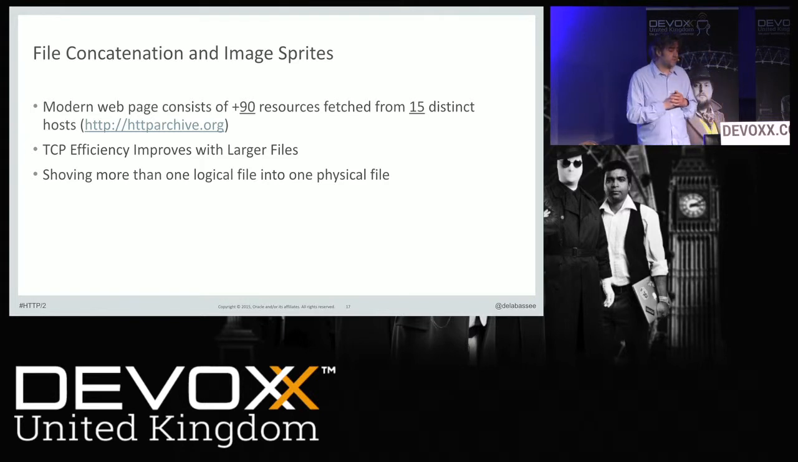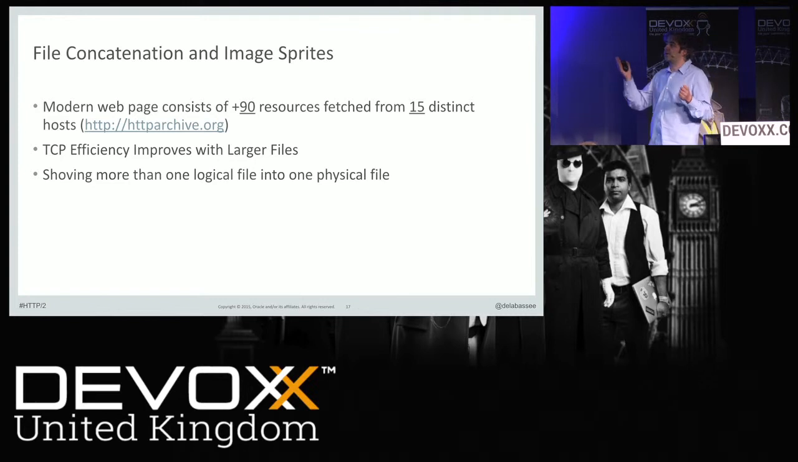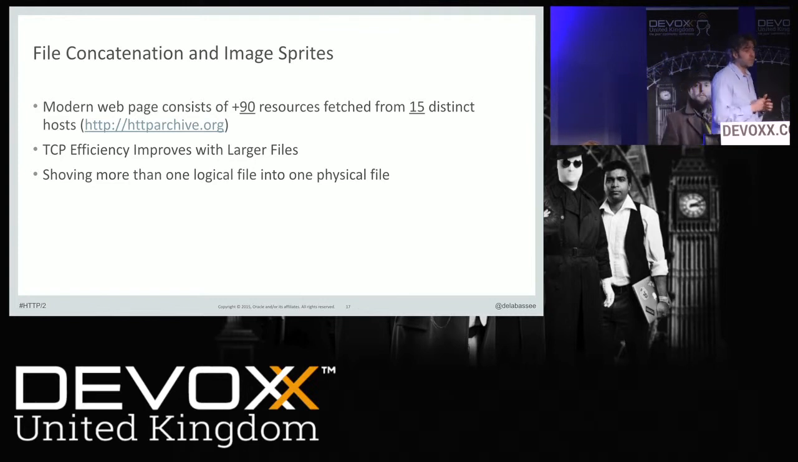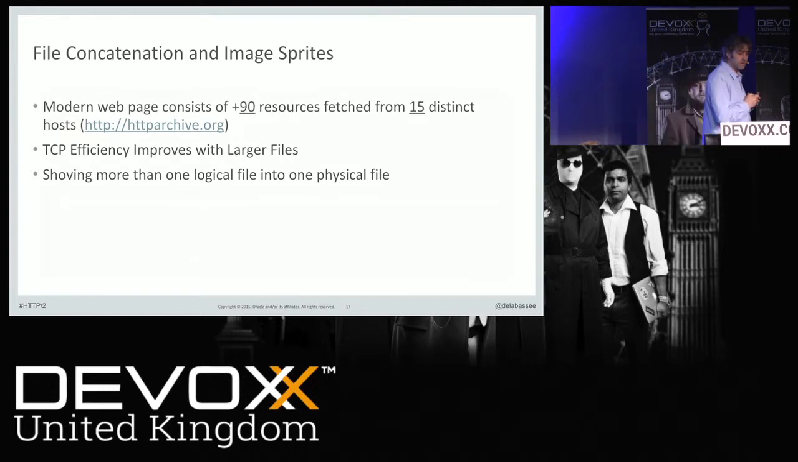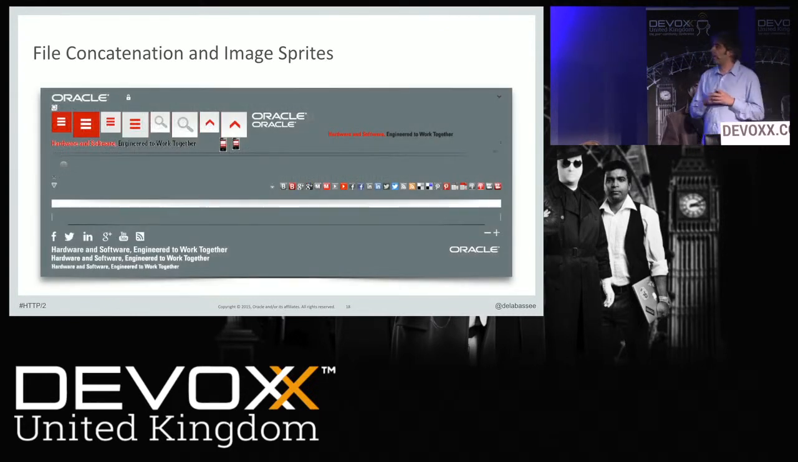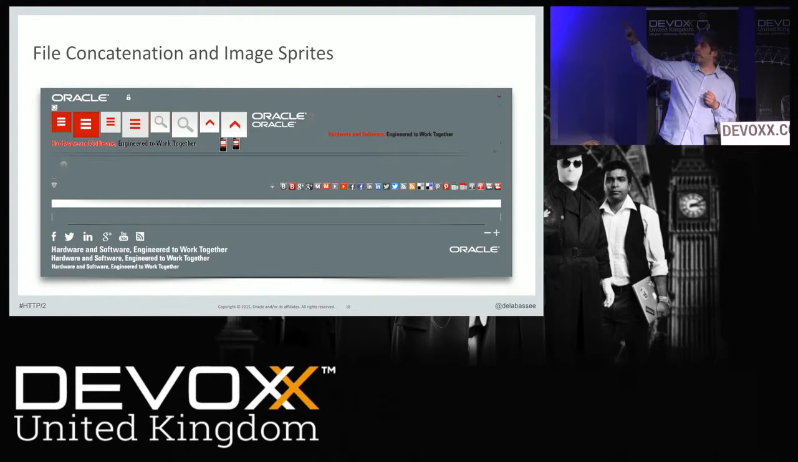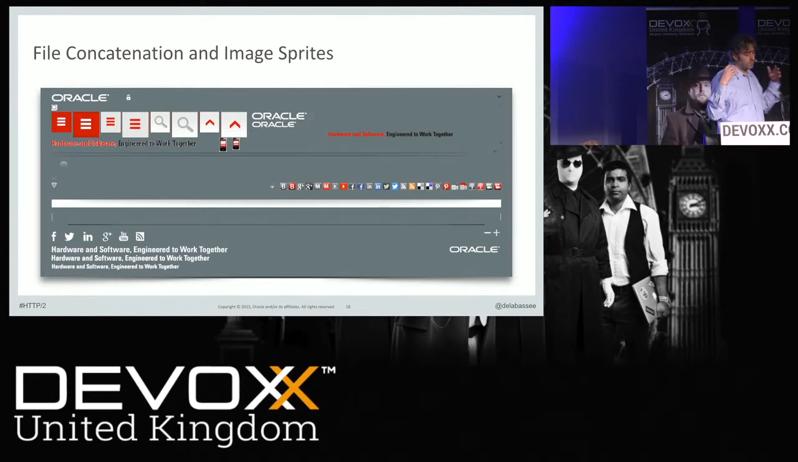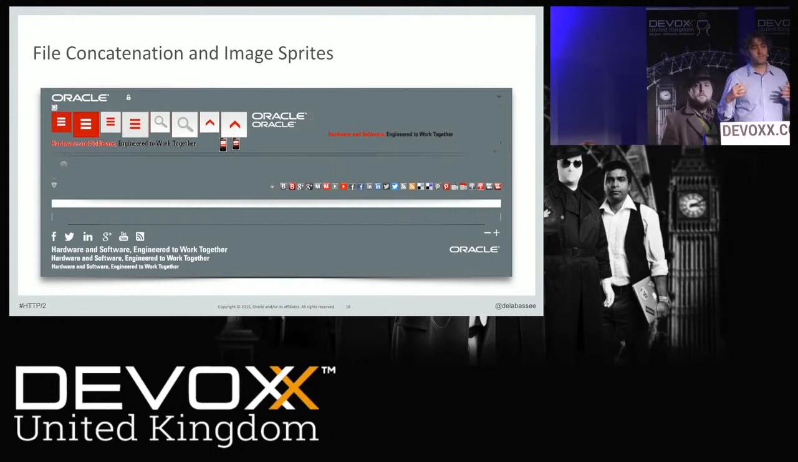We know that opening a TCP connection is expensive, but once it's open, it's there, so you can use it almost for free. TCP efficiency improves with larger files. So instead of transferring a lot of small files, why not put them together and transfer just one file? This is the idea of sprite concatenation. This is the sprite map of Oracle.com. I just put a gray background so that you can see it. Every time in the morning when you drink your coffee and go to Oracle.com, that file will be automatically downloaded, and it contains more than 60 pictures.